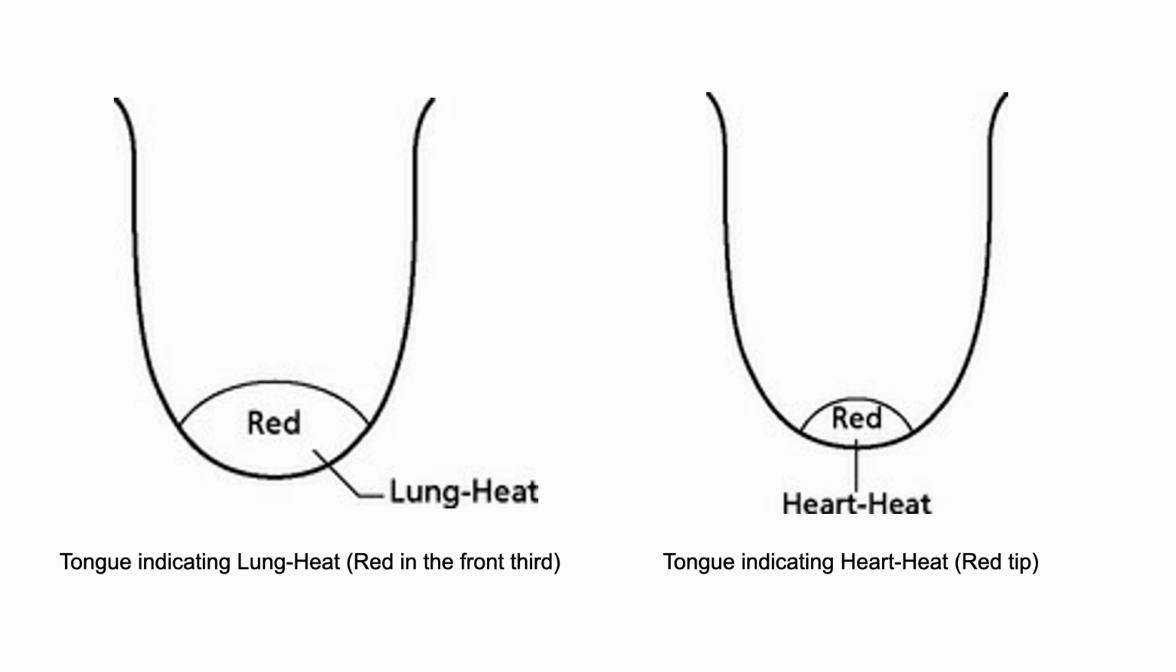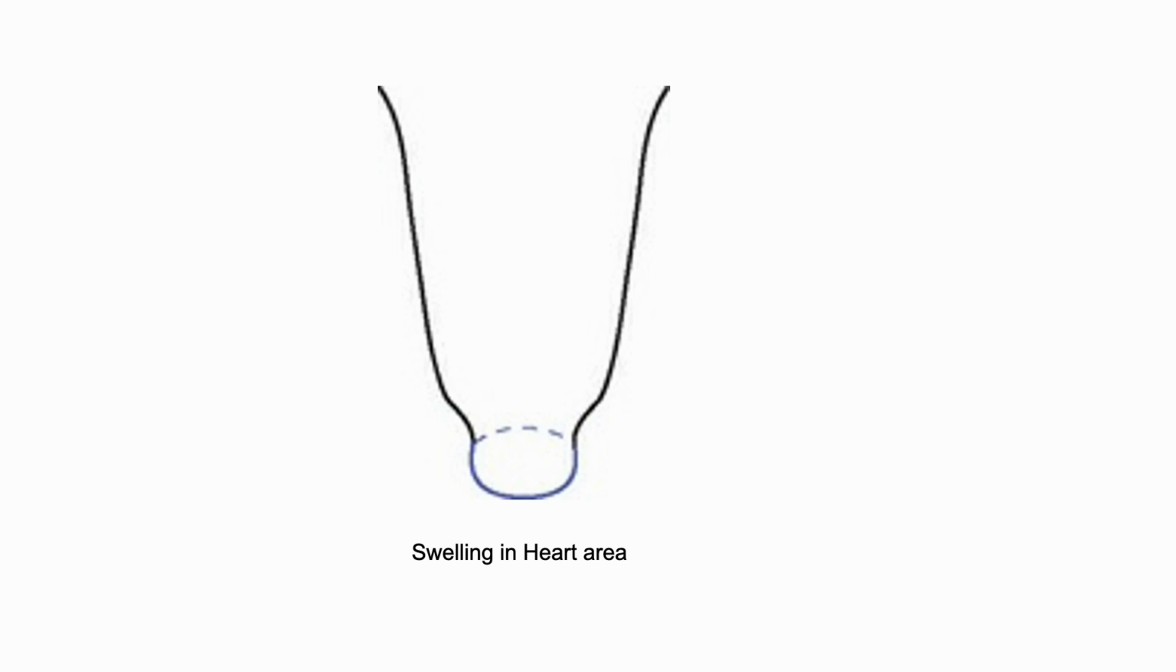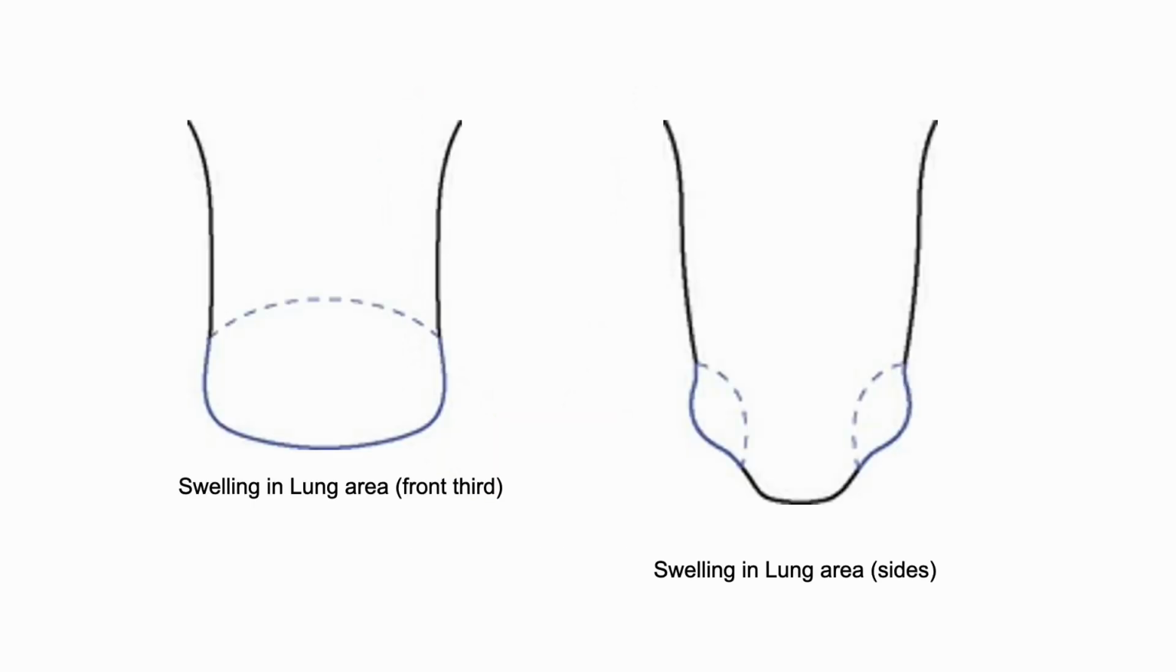When there is lung heat, this will make the whole front of the tongue red, including the heart area, even though the heat is only in the lungs and not in the heart. When there is heart heat, only the tip of the tongue becomes red. As far as swelling is concerned, a swelling of the tip itself indicates a heart pathology, usually heart heat. A lung-related swelling usually appears either in the whole front third or on the sides between the heart area and the stomach and spleen area.